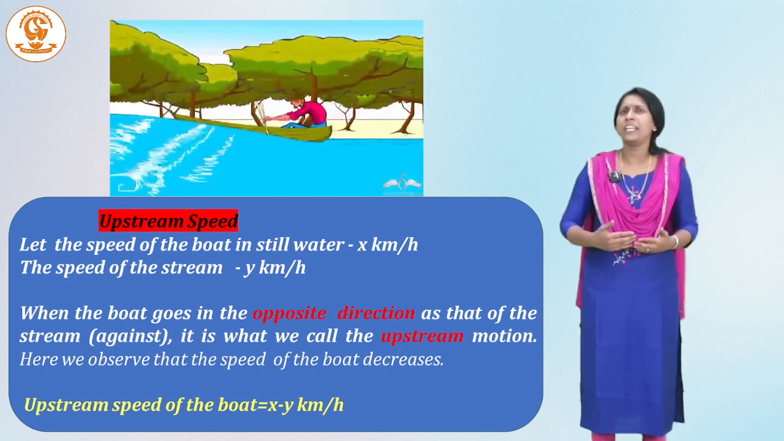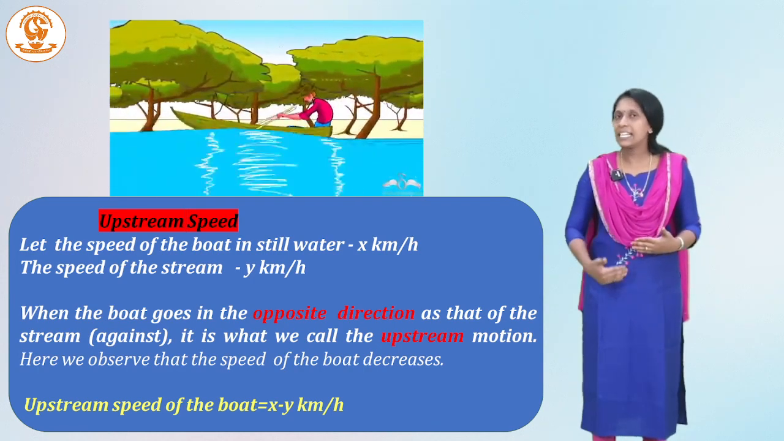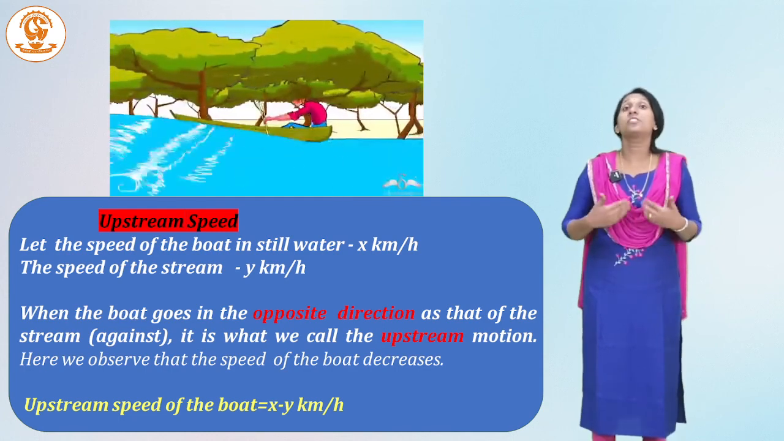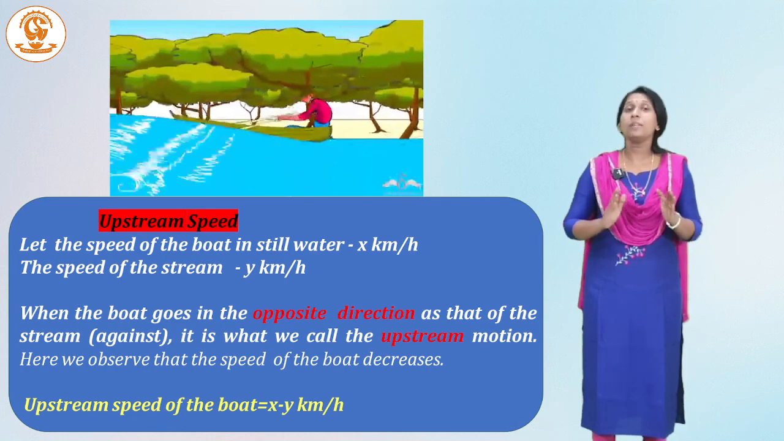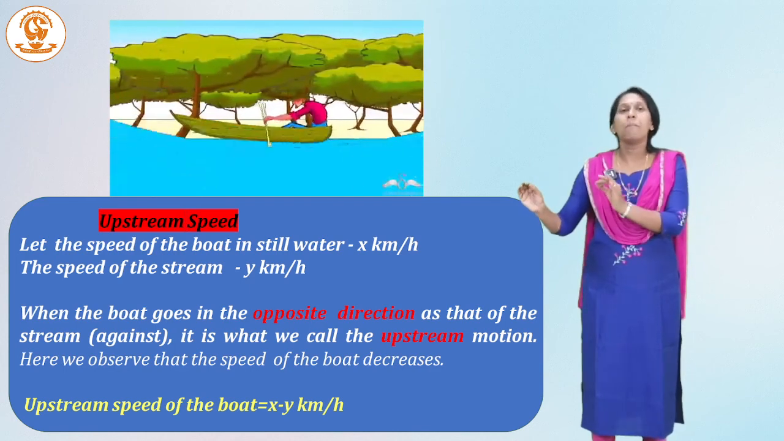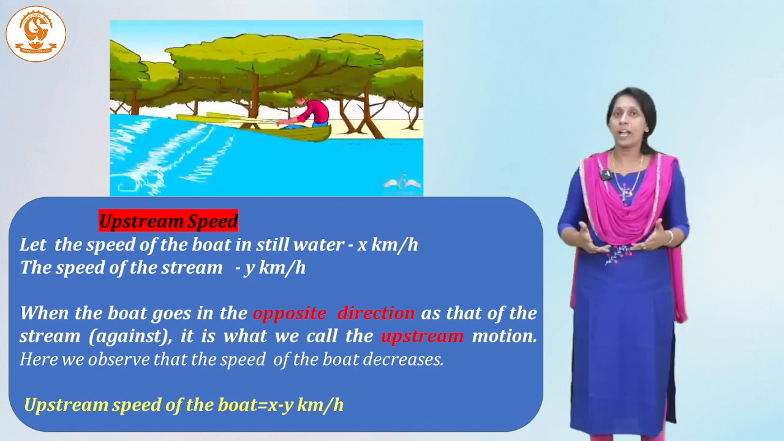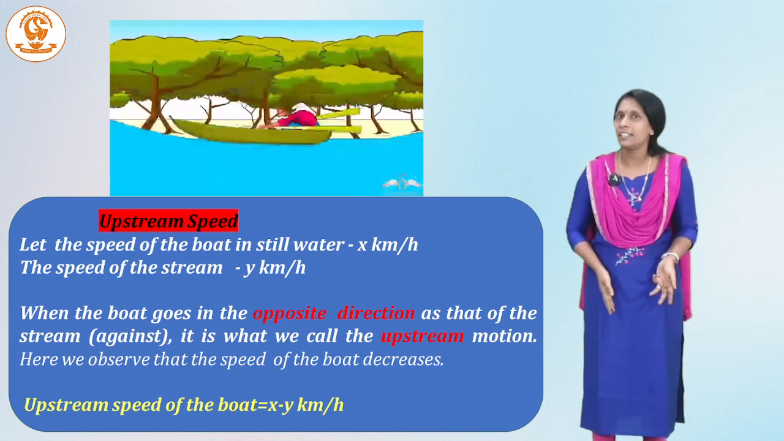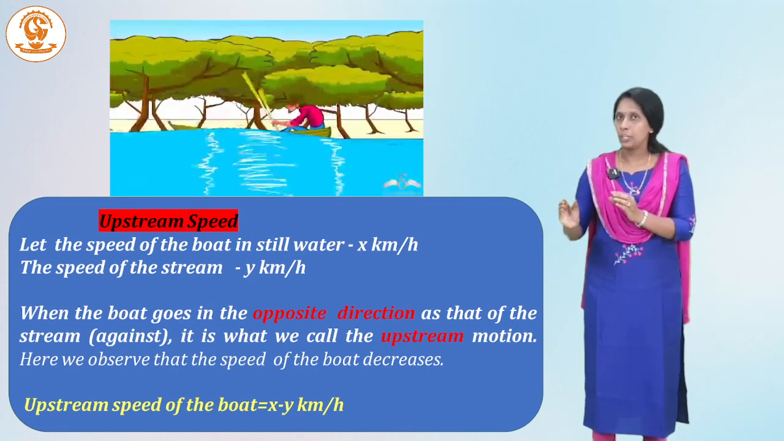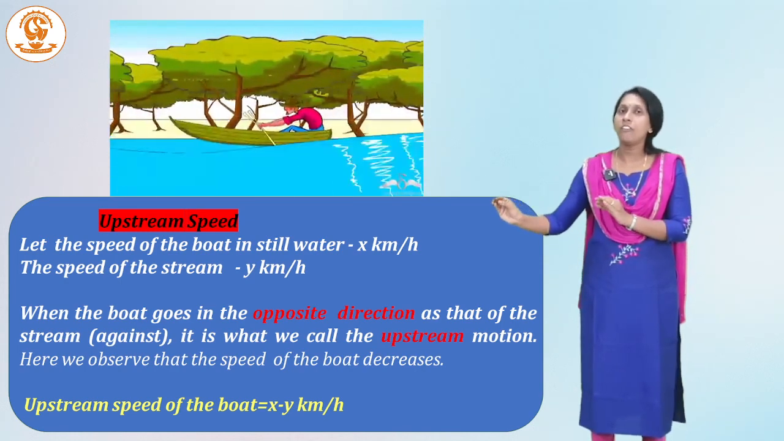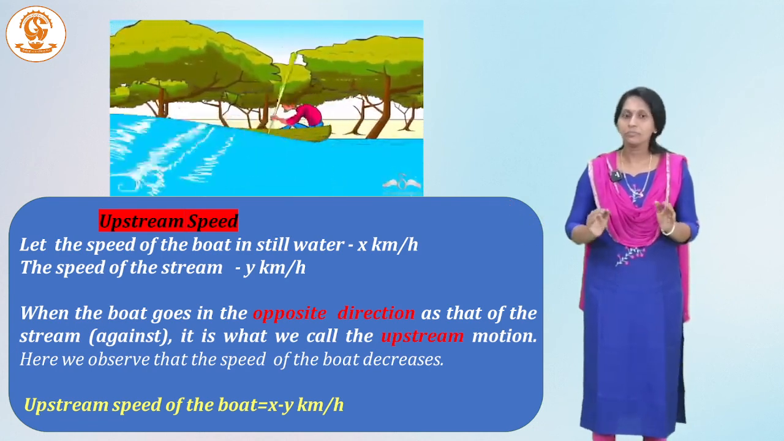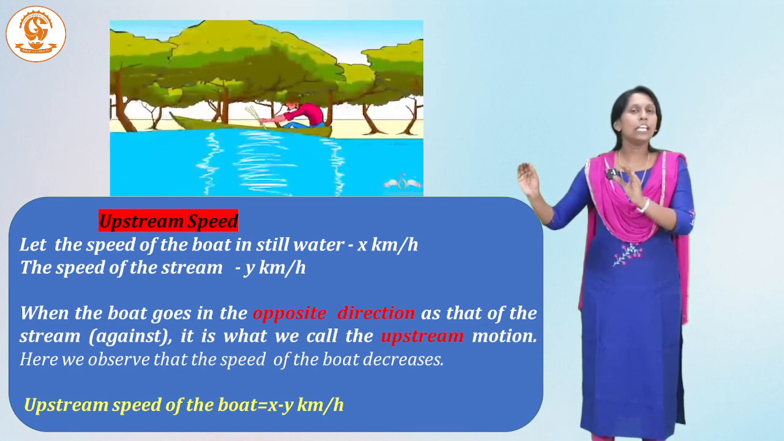Now we discuss that when the boat moves upstream, the speed of the boat actually decreases, isn't it? Yes or no? So what is the upstream speed of the boat? Upstream speed of the boat is equal to speed of the boat minus speed of the stream. Why? Because the speed is decreased here. So in terms of x and y, it is x minus y kilometer per hour.